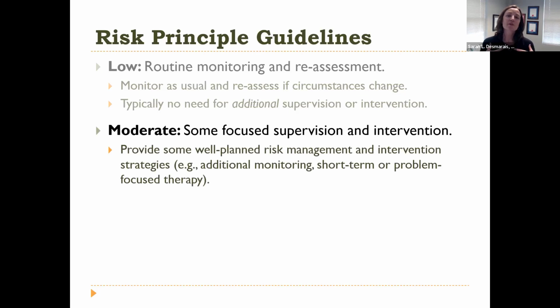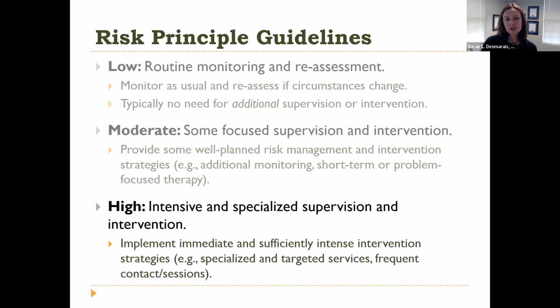When we have somebody who is at elevated risk, so that there's some non-zero, above low, moderate level of risk, then there is some kind of supervision and intervention required. Some examples there could be things like well-planned risk management and intervention. So maybe additional monitoring, short-term or problem-focused therapy. Really just kind of making those examples up. But the idea is that there should be something put in practice when you've identified somebody as being moderate risk.